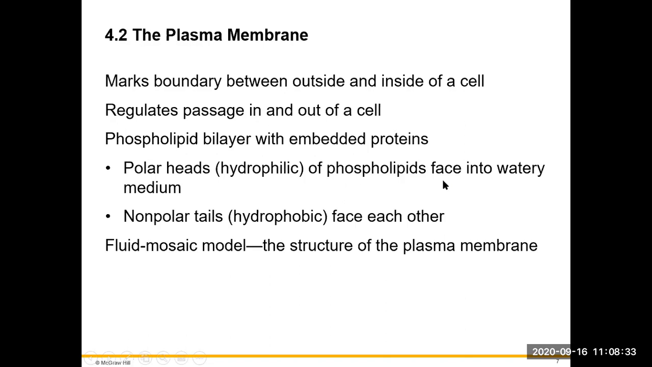The phospholipid bilayer is made up of polar heads and non-polar tails. The heads are hydrophilic and are usually pointed outwards, whereas the non-polar tails, the hydrophobic ones that are afraid of water, are pointed inwards. This whole structure was proposed as the fluid mosaic model, because it's a mosaic but it's fluid.